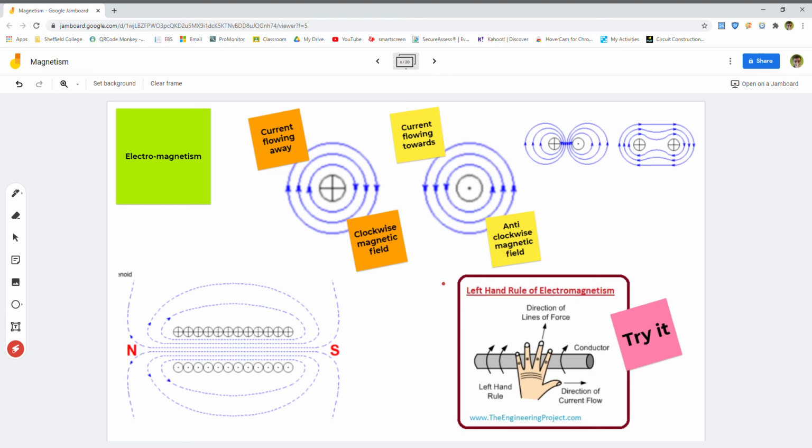So if you're ever struggling to remember which way the magnetic field is turning, you can use the left-hand rule of electromagnetism. Your thumb represents the direction of current flow, and your fingers that wrap around represent the direction of the magnetic field. So you might want to stop the video and give that a try and double check that you understand that.